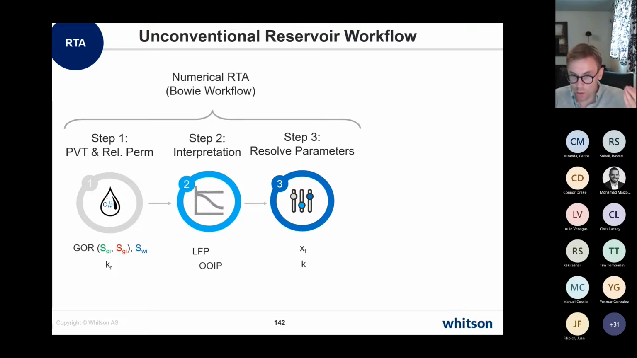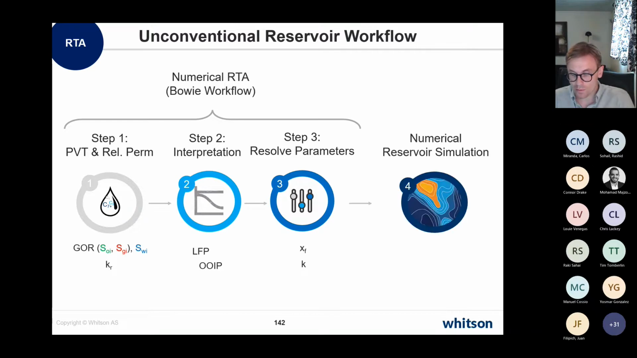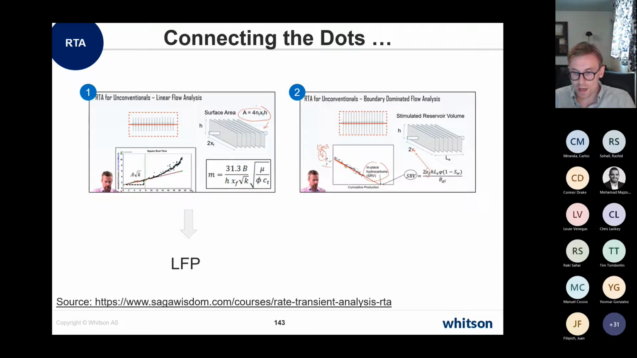The beauty here is that we're already using a numerical model, so it's extremely fast to get a numerical reservoir simulation run. So if you're having a good match in your numerical RTA workflow, you'll get a very good match also in your reservoir simulation workflow. And just remember that this is the stuff that you've done all along with the square root of time plot. You're picking an LFP and you're picking an OIP.